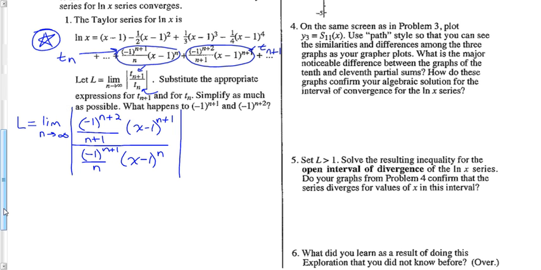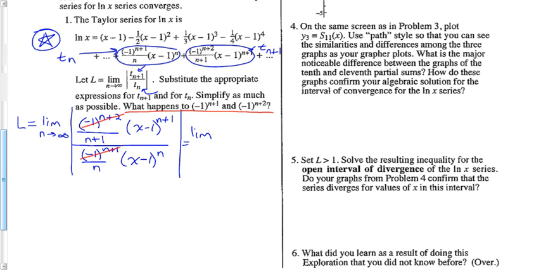One of the questions at the bottom says, what happens to the negative 1 raised to the n plus 1 and the negative 1 raised to the n plus 2? Well, with the absolute value, I don't care whether any term is positive or negative, because the whole thing is going to end up being positive. So my negative 1s are not relevant when I am evaluating the ratio test, because we are in absolute value. Eventually everything just has to be positive anyway.